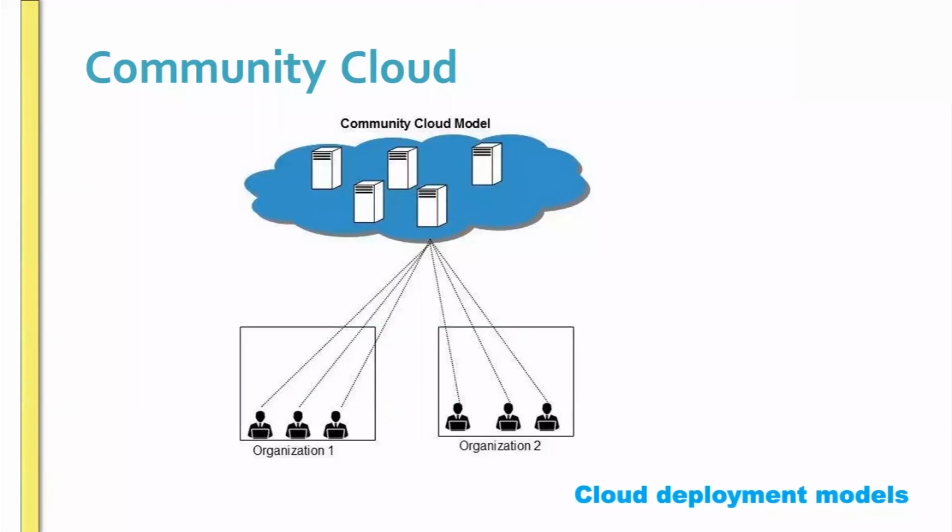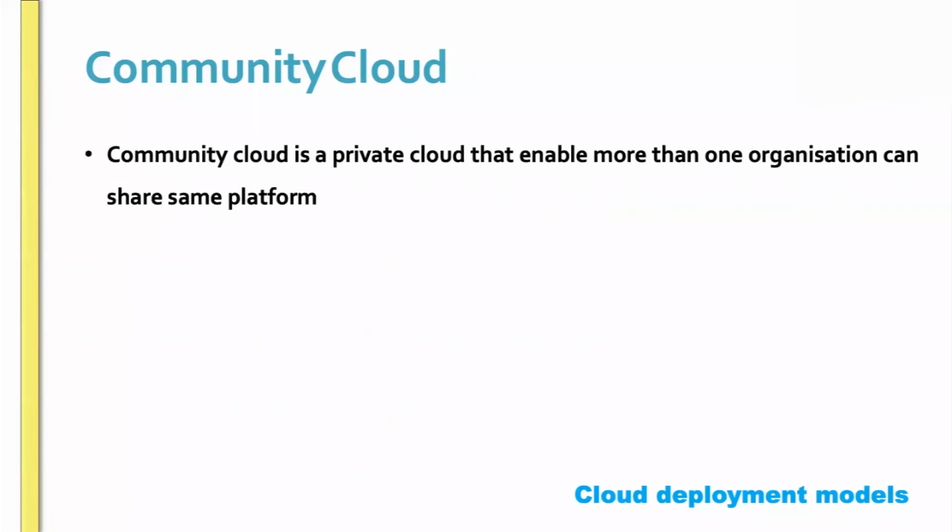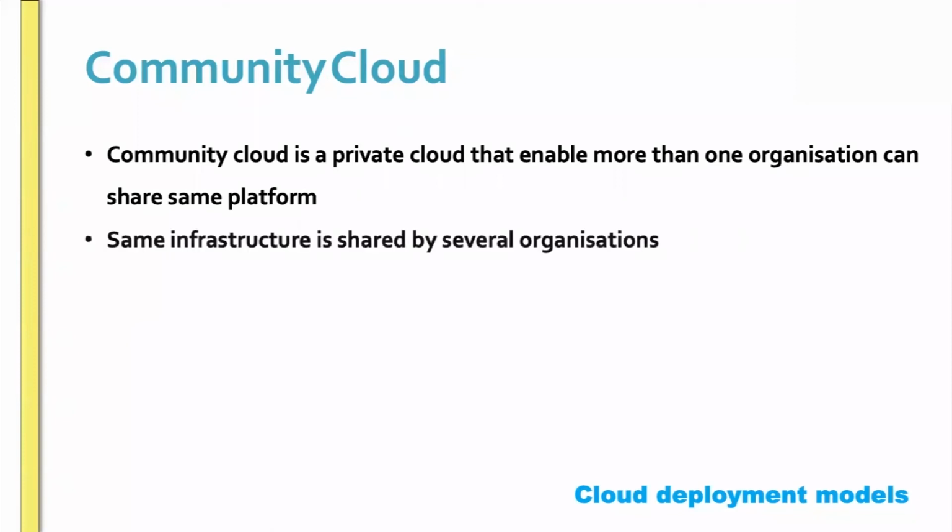In that case, just imagine you have an organization and one more organization, both coming from the same parent organization. The parent organization is the same, but they are two different companies, and maybe they can share their infrastructure. Or two companies are coming together and building the same application, like two companies building a single product. In that case, they can go for community cloud.